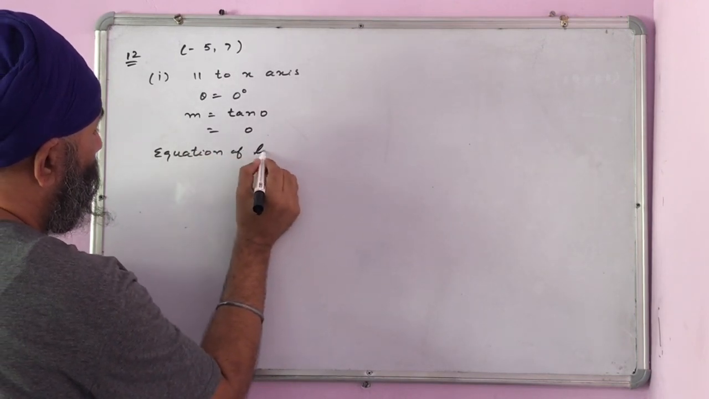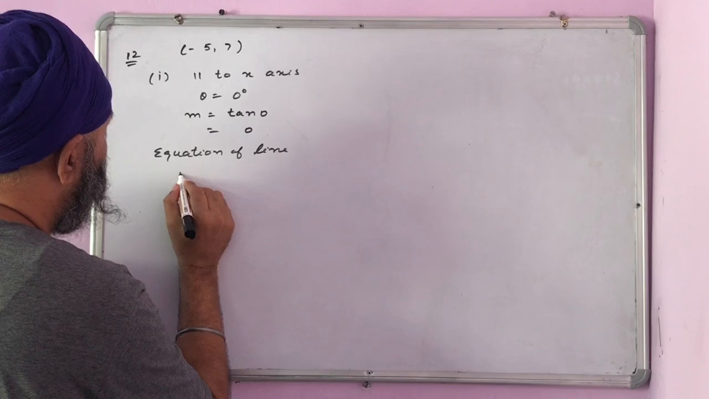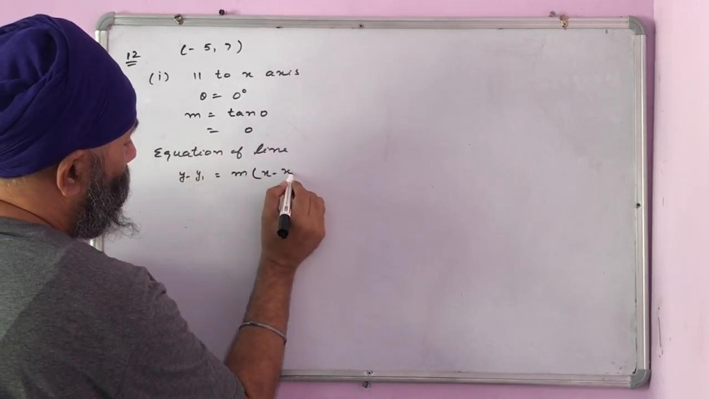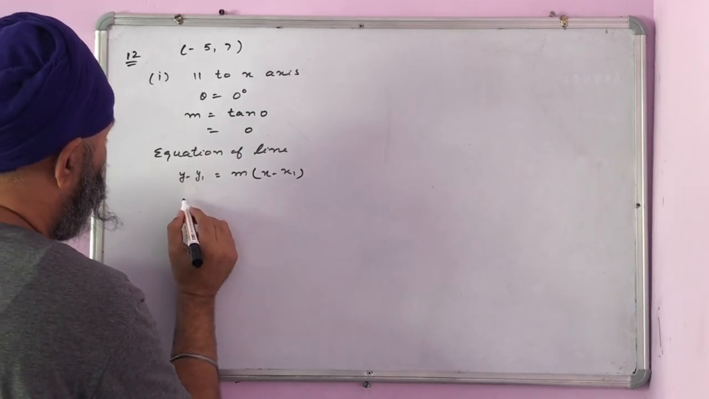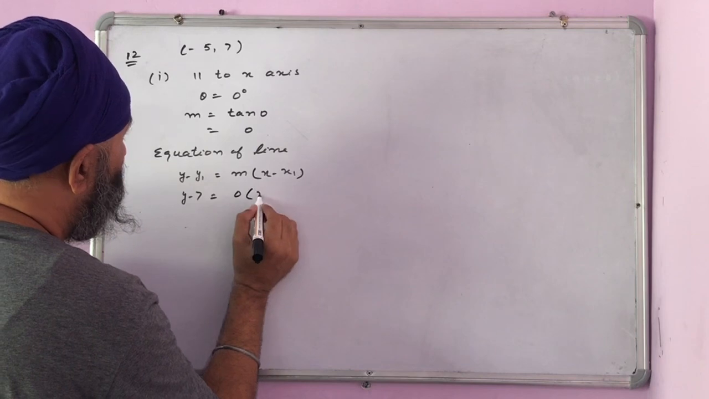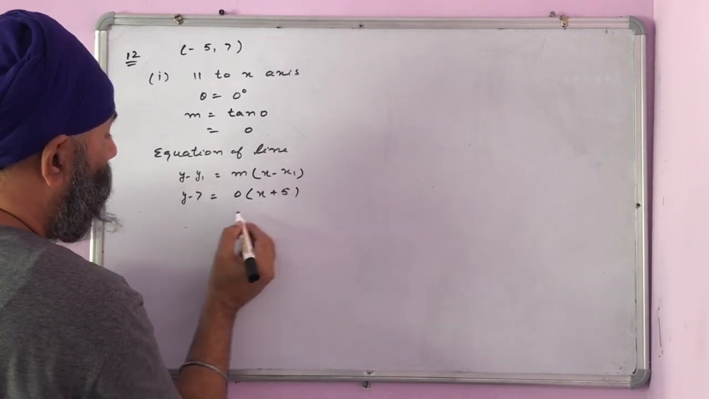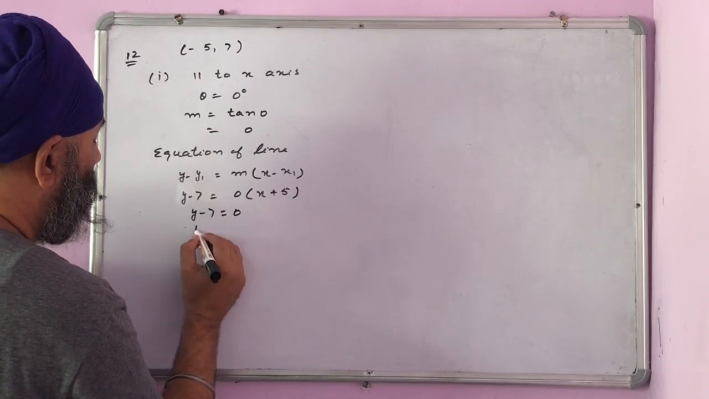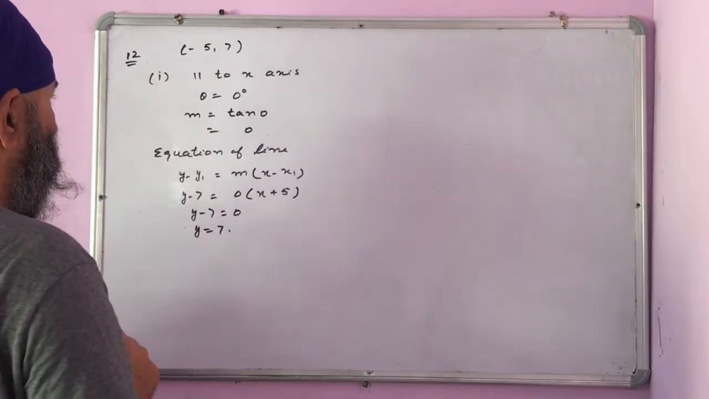Equation of line is y minus y1 equals m times x minus x1. So y minus 7 equals m times x plus 5, m is 0, anything multiplied with 0 is 0, so y minus 7 is 0, or y is equal to 7.